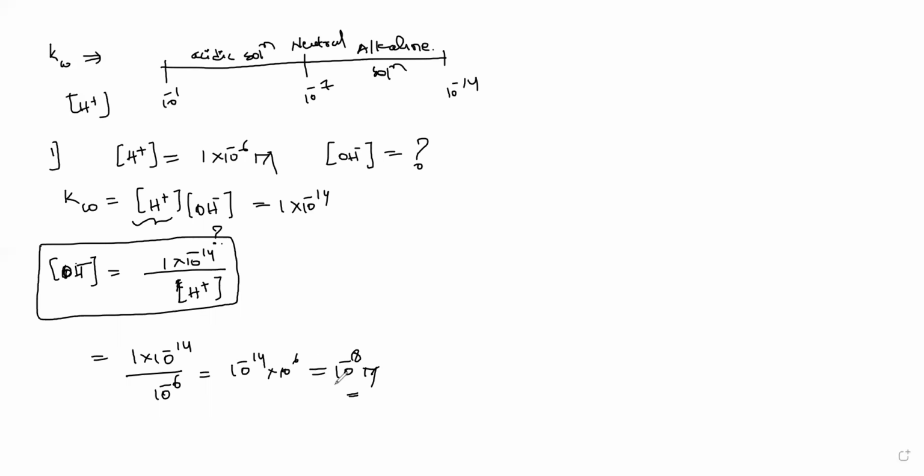But generally, the concentrations are expressed as very low, negative values. So practically, the problem indicates the concentrations in negative terms. That's why a new scale is introduced, which is known as the pH scale. So what is the pH scale we are discussing? To avoid the negative terms, we are taking a new scale, that is the pH scale.